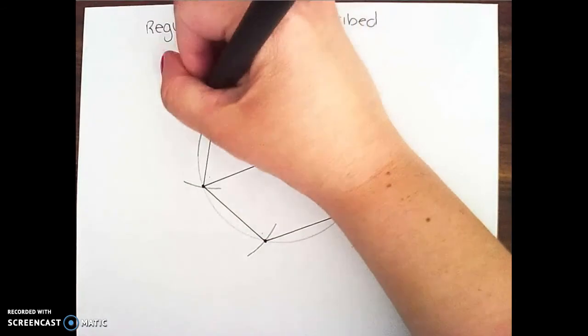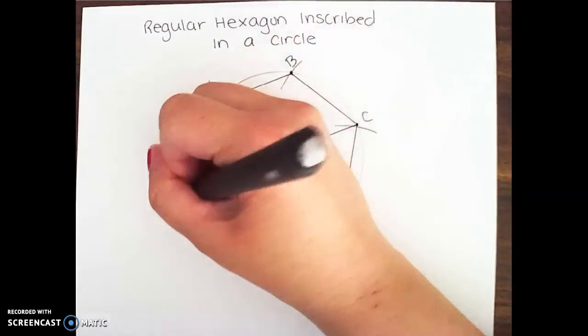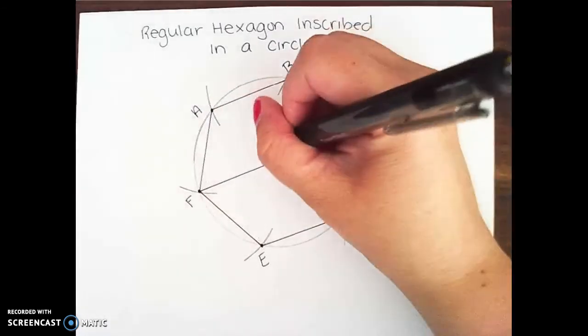I can name this hexagon if I want. A, B, C, D, E, F. Hexagon ABCDEF is inscribed in circle G.